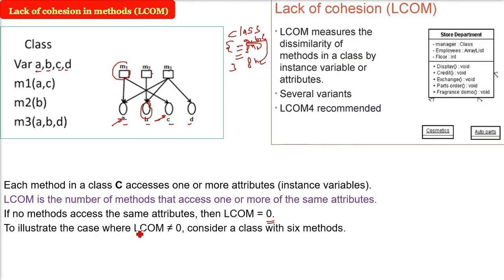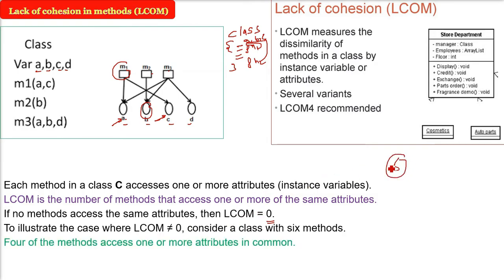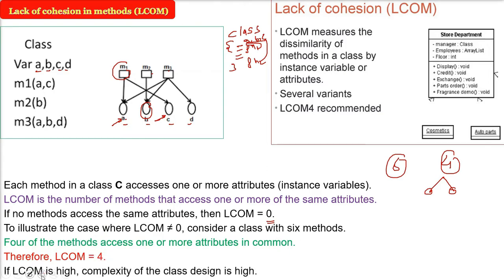In order to understand the case where LCOM is not equal to 0, consider 6 methods. 4 of the methods access one or more attributes in common. So what do we say? We say LCOM is equal to 4. The lack of cohesion in methods is 4. So this is how LCOM works. If LCOM is high, the complexity of the class design is higher.